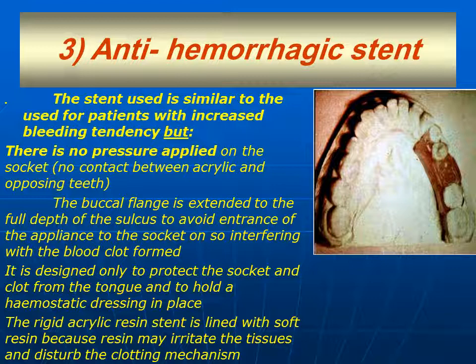It is designed only to protect the socket and the clot from the tongue and to hold a hemostatic dressing in place. That's to say, we can add a hemostatic dressing in the fitting surface of the stent to help in hemostasis and the stoppage of bleeding. The rigid acrylic resin stent is usually lined with a soft resin because resin may interfere with tissue healing and irritate the tissues and disturb the clotting mechanism, so we can line it with a soft resin type.